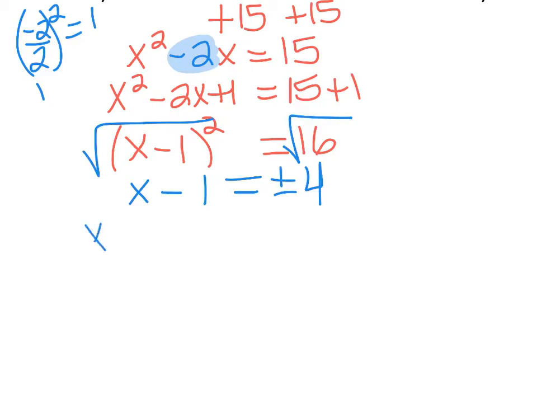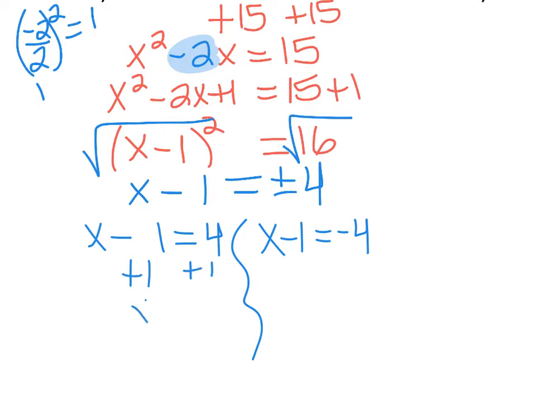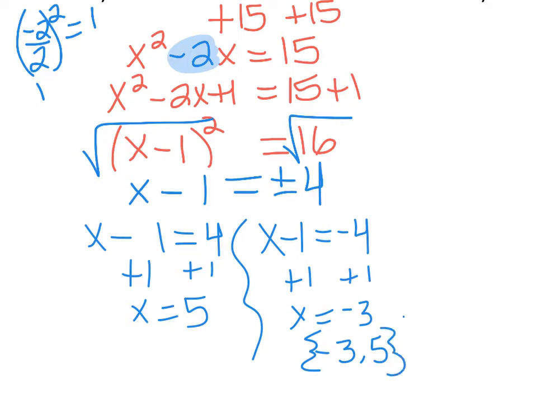I'm going to break this apart into two equations. x minus 1 equals 4, and x minus 1 equals negative 4, because again, the square root of 16 could be positive 4 or negative 4. Add 1, and I get 5. Add 1, and I get negative 3. So the roots of this quadratic are negative 3 and 5.